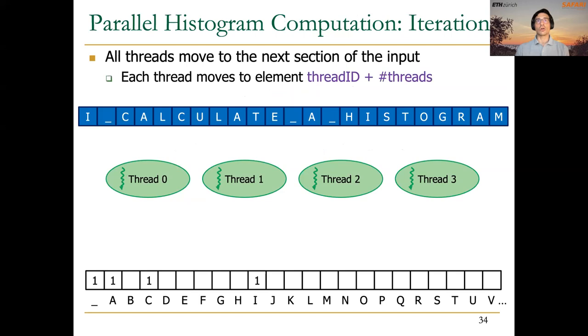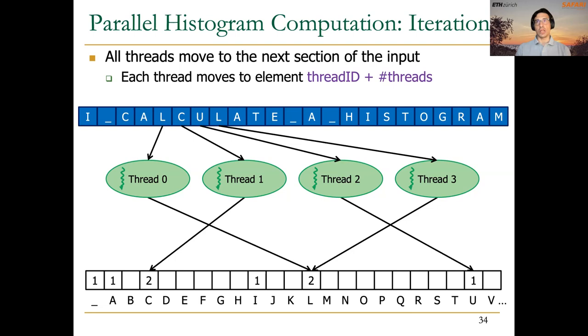Why is it wrong? Because in the second iteration, in some cases, there might be conflicts, as we are going to see. But let's continue with our processing here. In the second iteration, the four threads go to the next four elements of the input array, and then they update the corresponding bins in the histogram. But now observe that thread zero and thread three have to update the same element in the histogram. And the problem is that this would cause an atomic conflict or a data race, as we know.